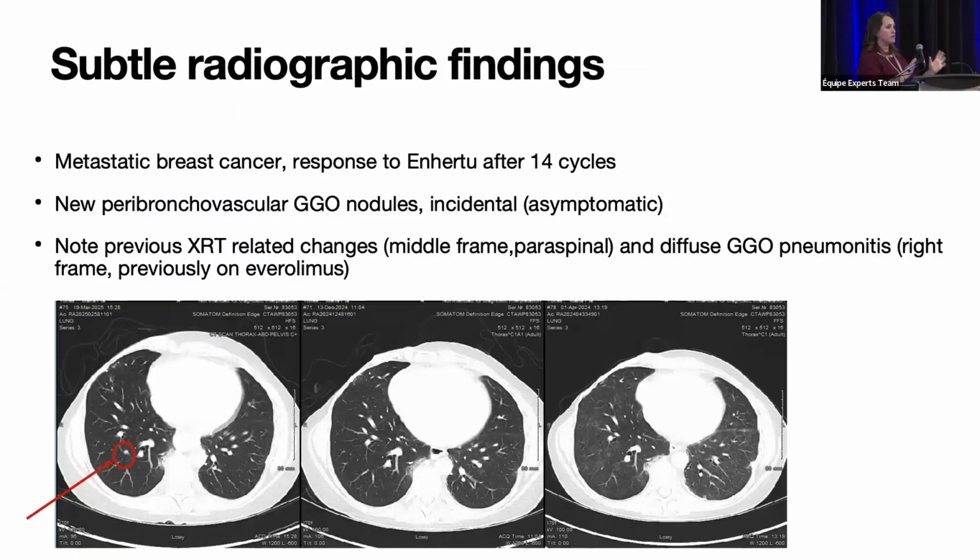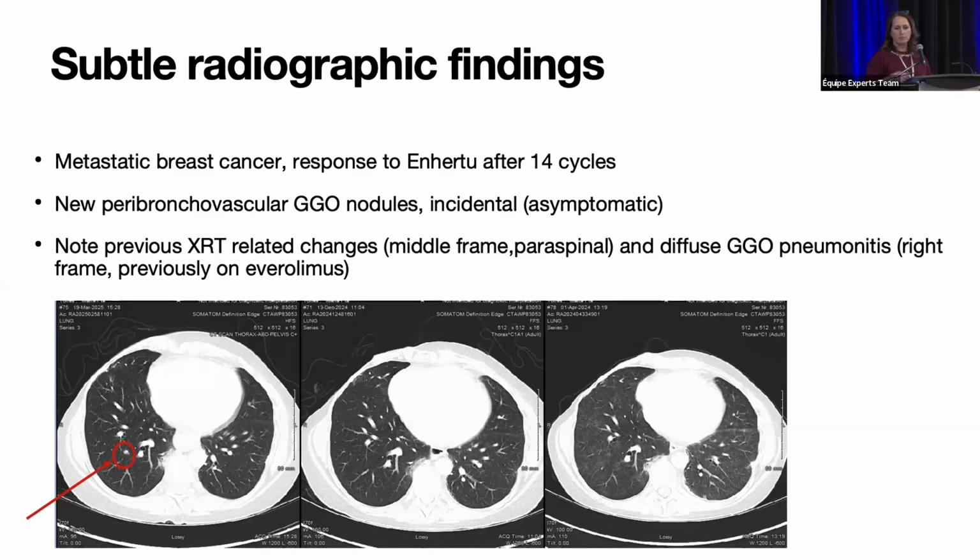Now, I've talked about what the typical patterns are, but I will say that I get a lot of referrals for patients who are on either immunotherapies or TKIs or ADCs who have a written radiology report with new findings, new nodules, new ground glass, and not all of these things are drug-induced. And some are very, very subtle. So which ones do we take seriously?